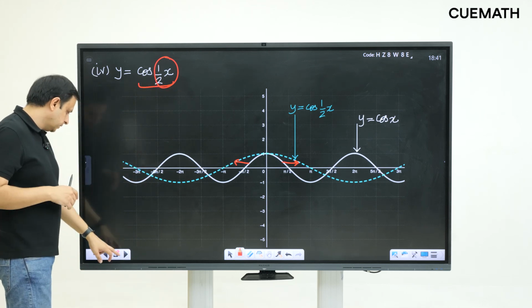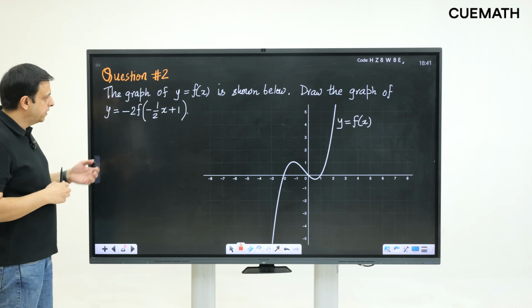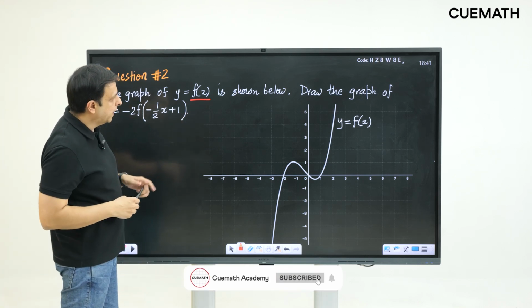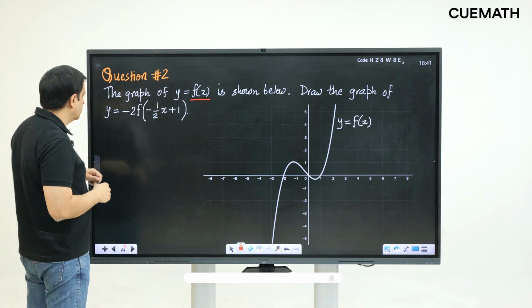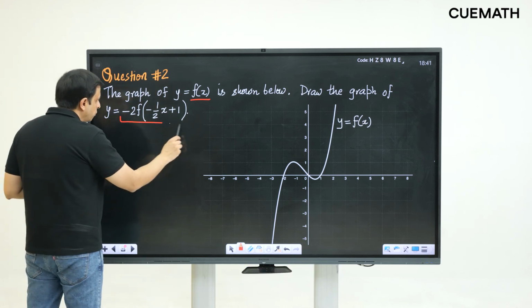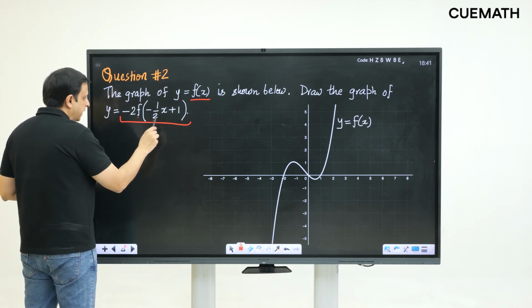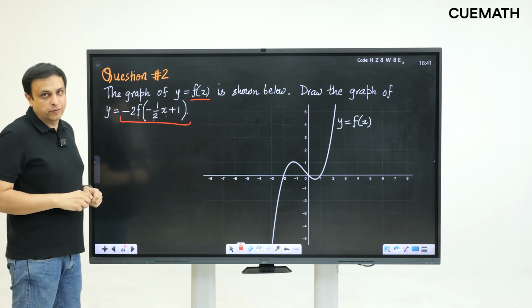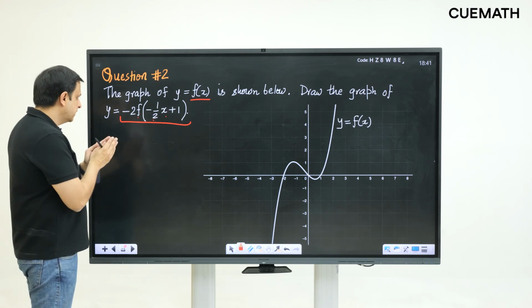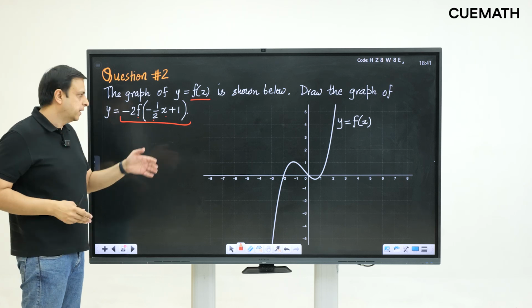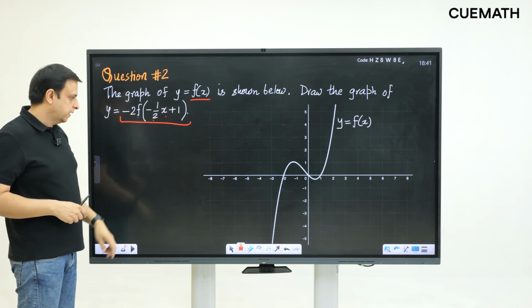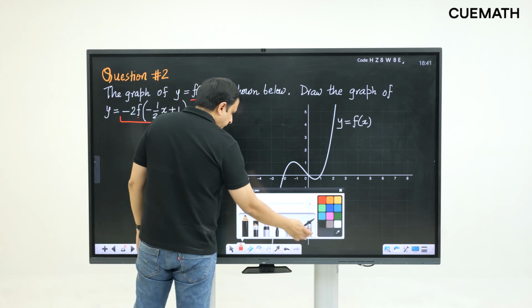All right, so that's question number 1, and then here is another question. The graph of f(x) is shown below, and using this we have to draw the graph of -2f(-x/2 + 1). Now this looks very complicated, so we'll have to break it down step by step into a number of different transitions to see how we are going to arrive at this final function.